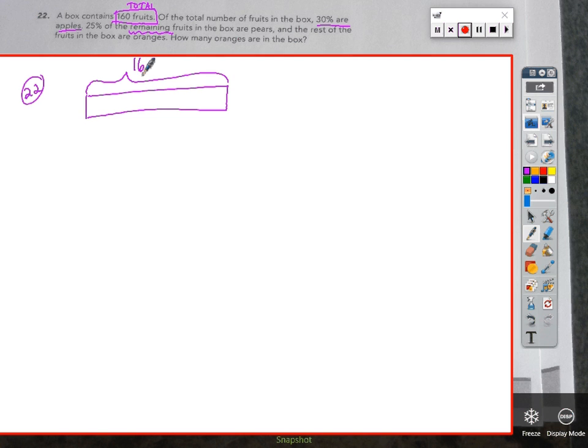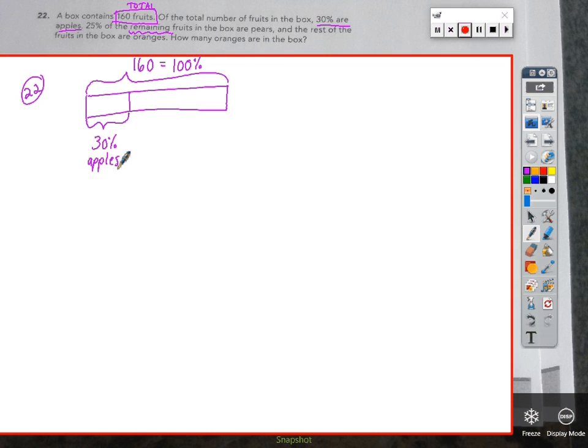Well, 160 fruit is our total. That's the same as 100%. There are 30% apples. Well, that's about a third of the bar, so I'll try to grab about a third here. I'm going to label that 30% apples.